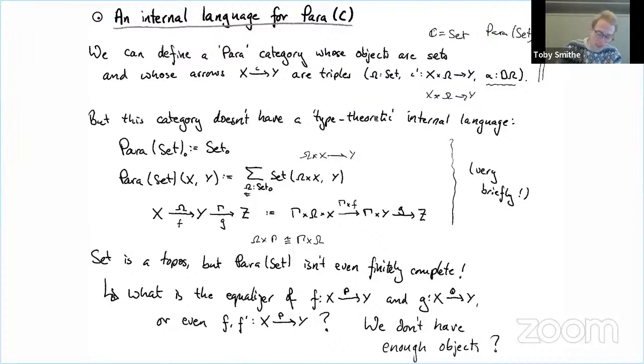But Set is a topos. It's got all this really nice structure that we often like. The trouble is that Para of Set isn't even finitely complete. We can define a product, that's okay, but we might want to do something more interesting. We want to think about equalizers. So we ask, what's the equalizer of two parameterized maps? They might have different parameters, or even the same parameter. Say they're both maps from X to Y with parameter P. Let's just draw that down here.